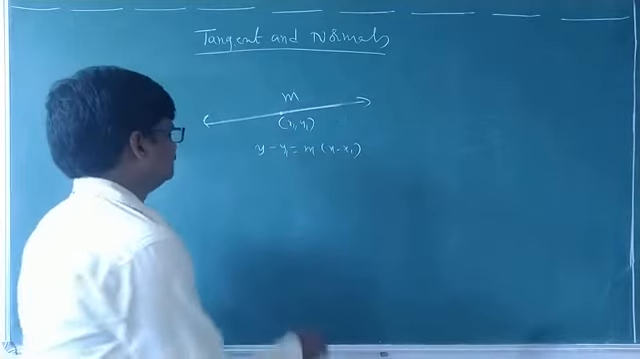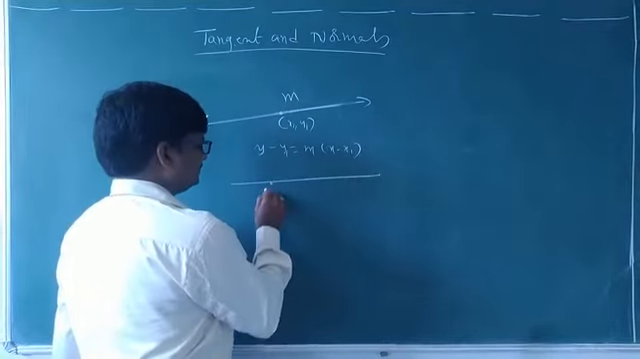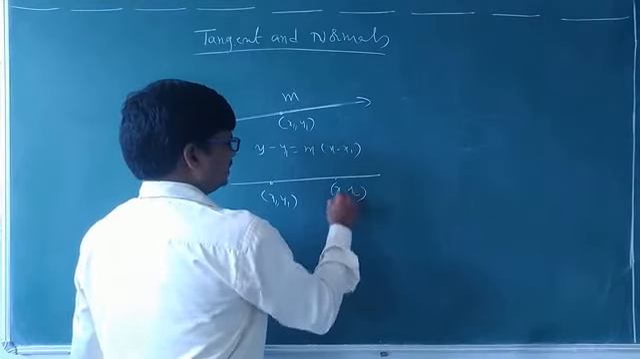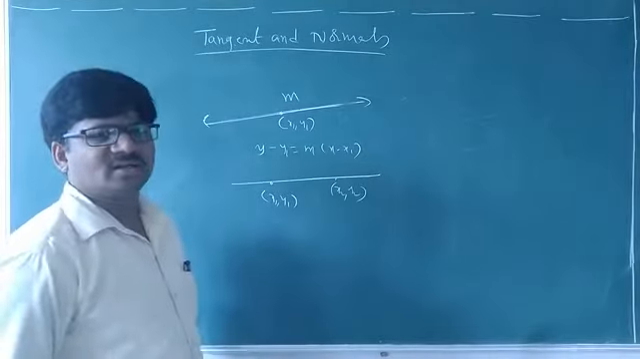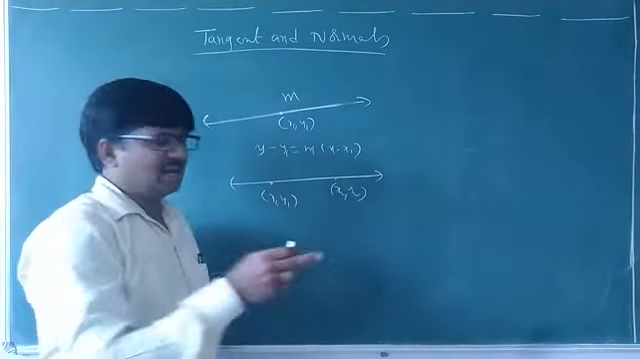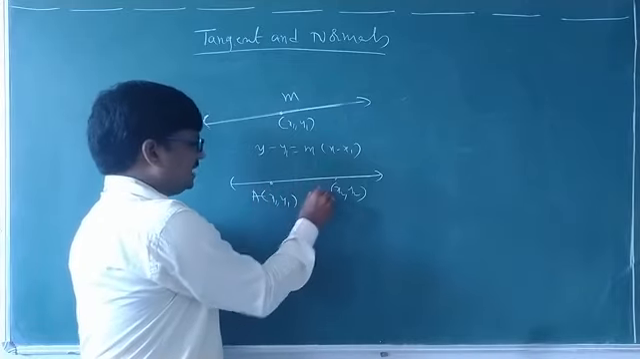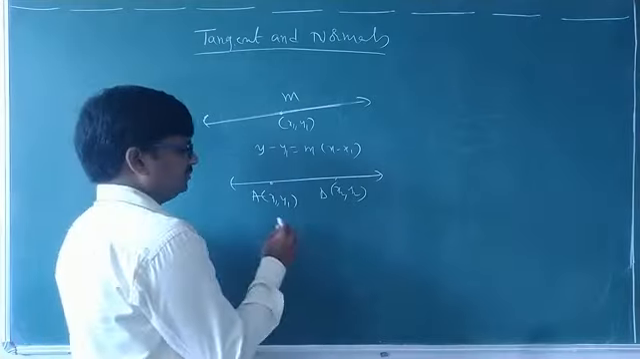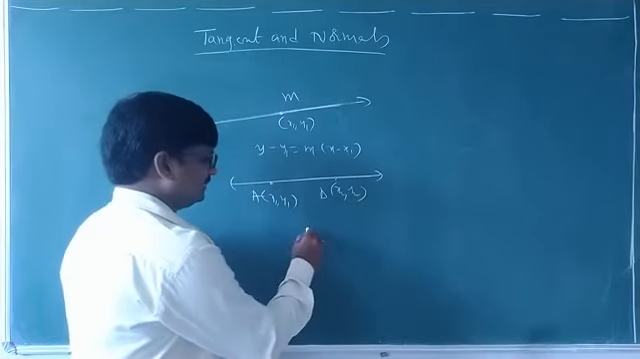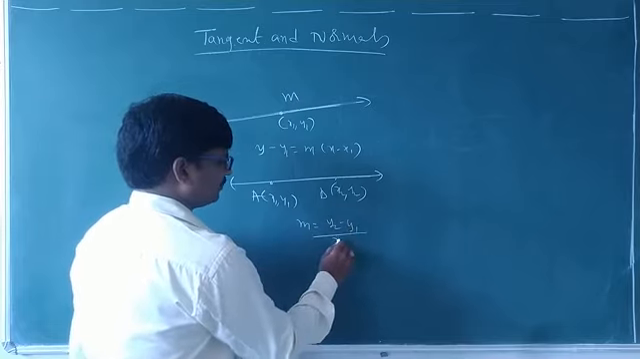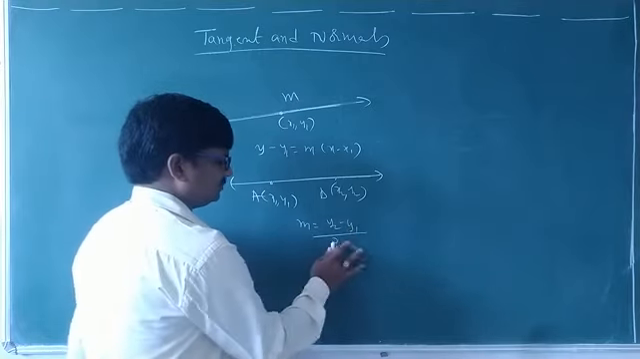If two points are there, x1 y1 and x2 y2, can you find the slope of this line or not? You can. If a line is passing through two points a and b, then we can find the slope of this line. What is the slope of this line? Slope m is equal to y2 minus y1 by x2 minus x1.